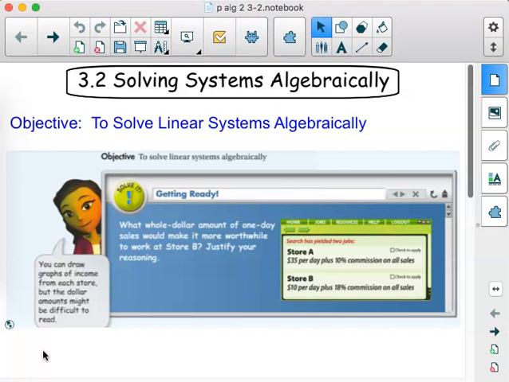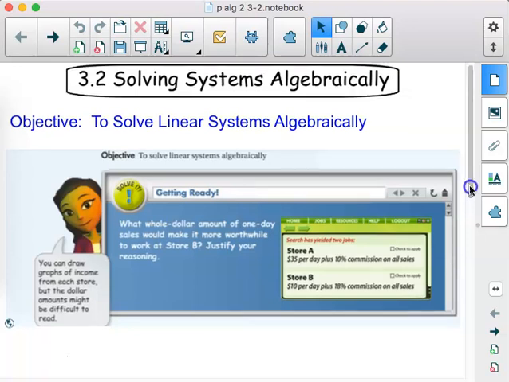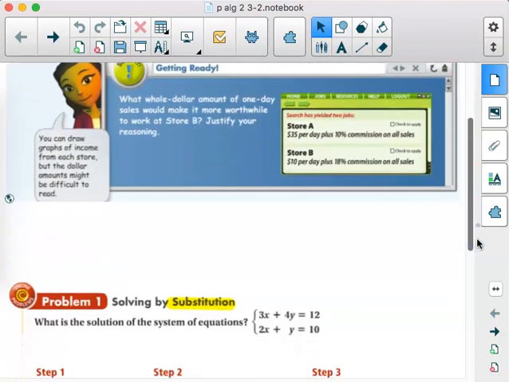And that algebra starts right here with an example as we look at our objective, solving systems algebraically. And it says, what whole dollar amount of one-day sales would make it more worthwhile to work at store B, and justify your reasoning? There are a lot of jobs out there. And what you want to do, if there's a lot of jobs for the position that you can hold, is know which of these is going to be the best for me. It's not necessarily the job that's closest to your house. It might be the job that pays much more.